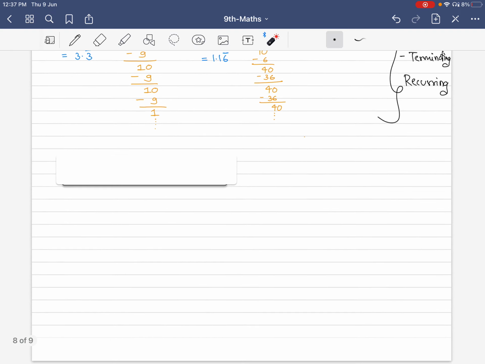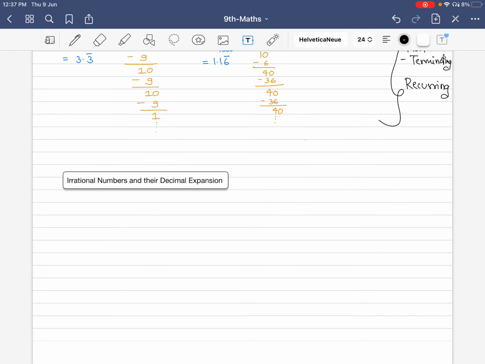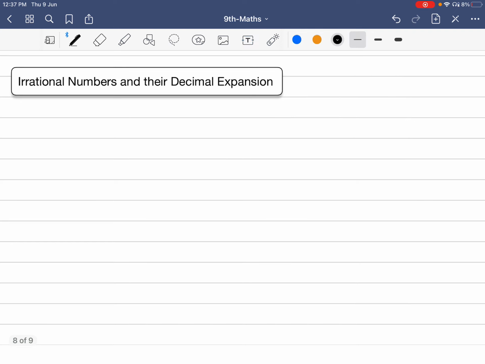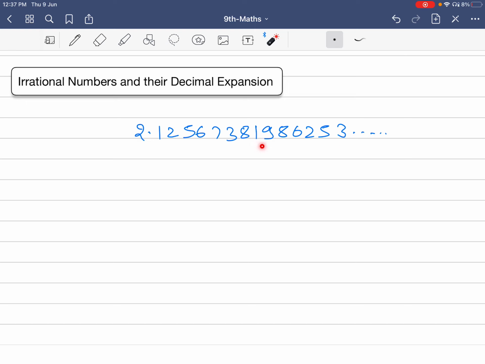Okay, so this is all about rational numbers and their decimal expansion. Now let's come to irrational numbers and their decimal expansion. So we all know by the definition of irrational numbers that they are numbers where the digits to the right hand side of the decimal go on infinitely. So it's 1 2 5 6 7 3 8 1 9 8 6 2 5 3 dot dot dot. So this is an example of an irrational number. Now note the difference: in an irrational number the digits on the right hand side of the decimal are not repetitive. Okay, so to put it in words, it's non-terminating.